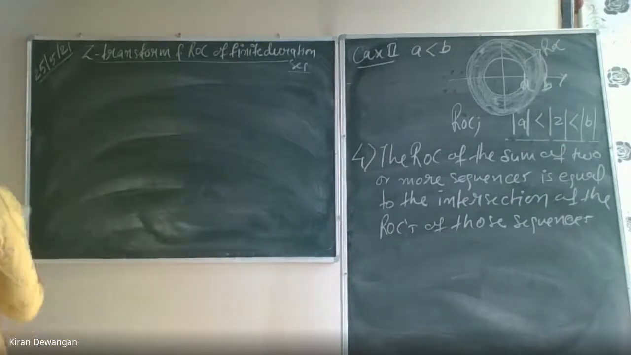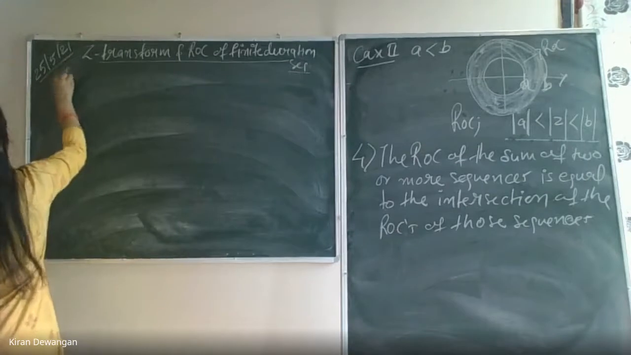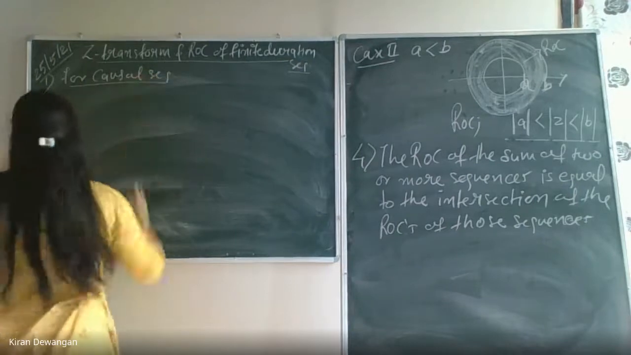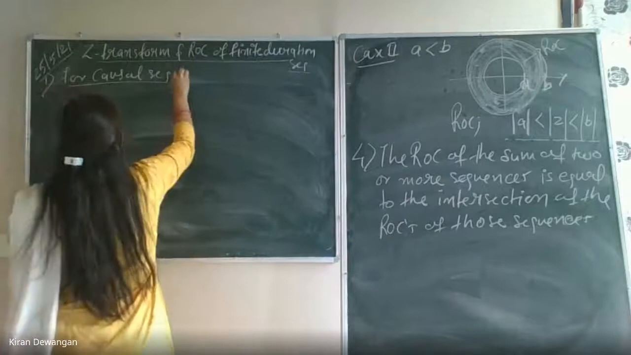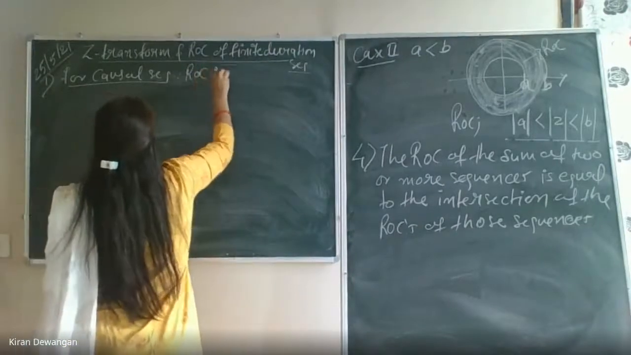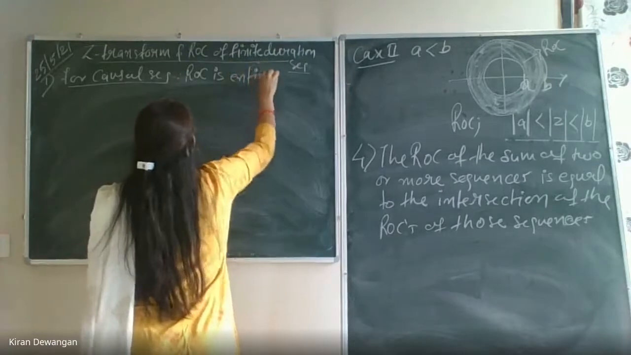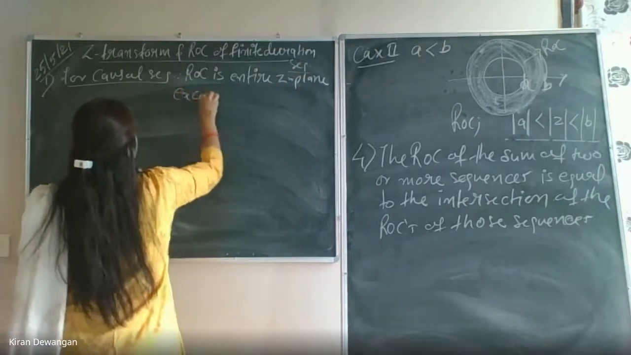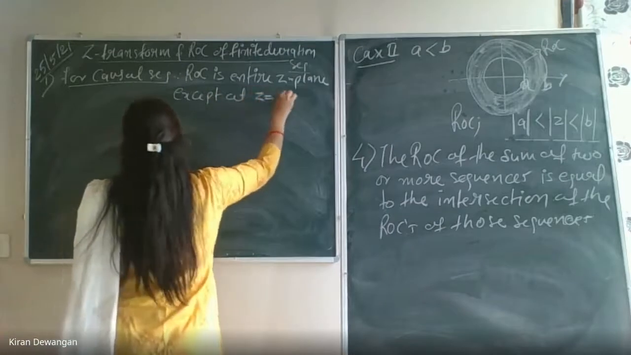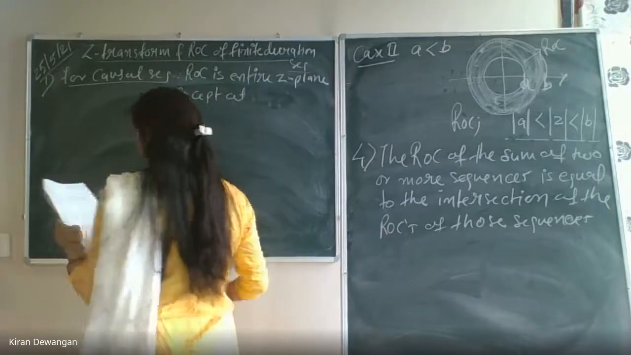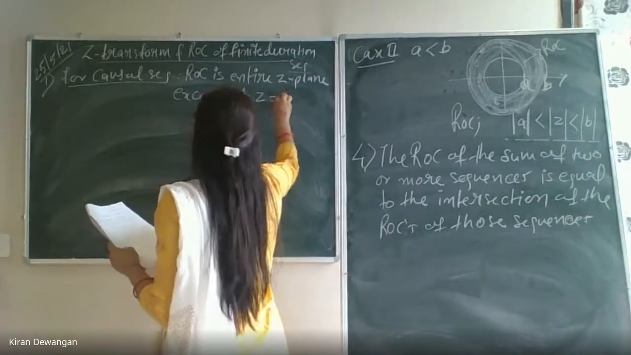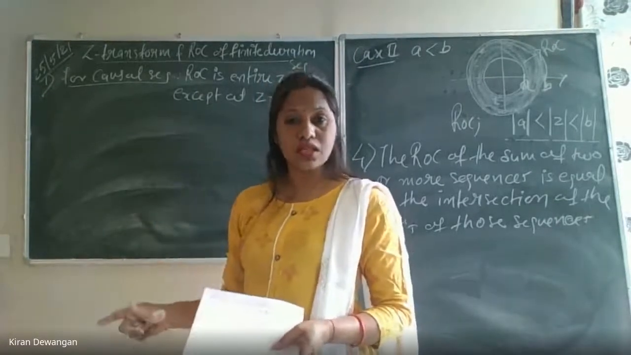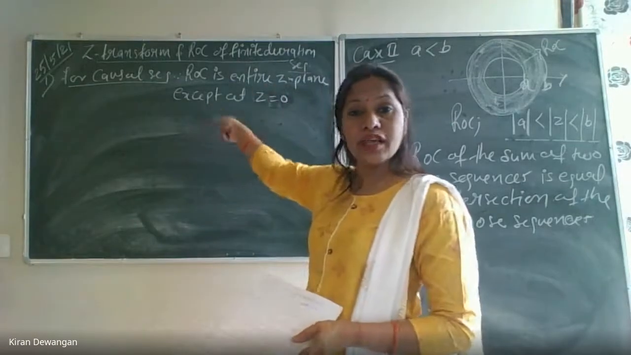Now let us see for a particular causal sequence. For a causal sequence, the ROC is the entire Z plane except at z equals 0. So this says that if I have a finite duration causal sequence, then in that case the ROC is the entire Z plane except at z equals 0.